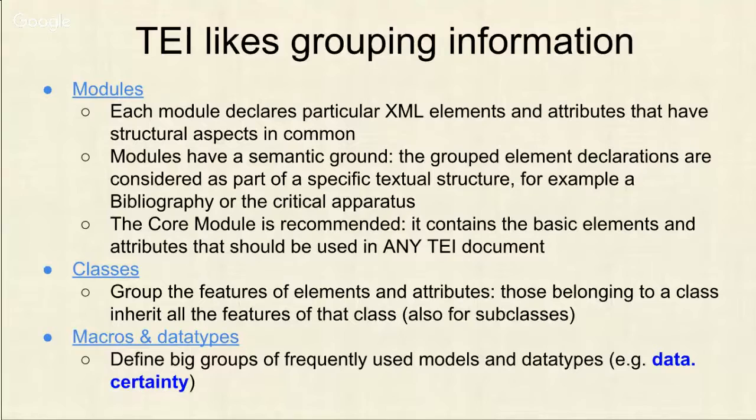Then we have the classes that group the features of elements and attributes. The concept behind the class is that the elements and attributes that belong to one class inherit, that means have, all the features of that class. There are also subclasses which also inherit the features of the superclasses. And then we have macros and data types, which are essentially big groups of frequently used models or data types.